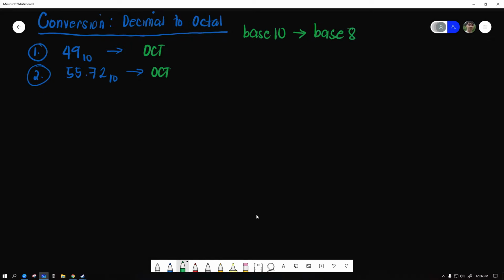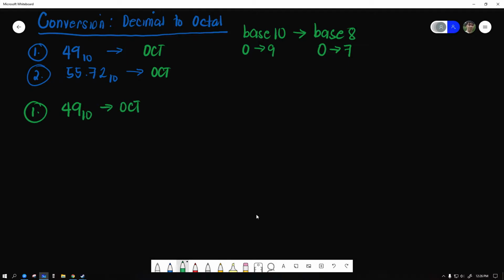Okay, so we know that base 10 has a number system from 0 to 9. Including 0, that is 10 numbers. And base 8 is 0 to 7. Including 0, that is 8 numbers in total. So we proceed with 49 base 10 to the octal number system.